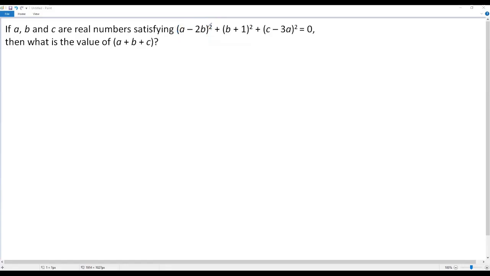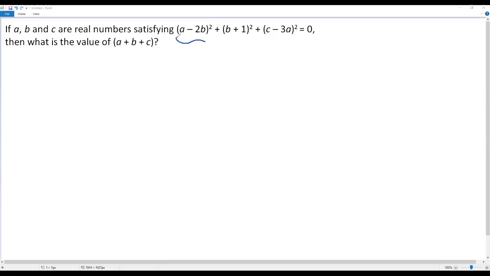Because for any value, if I take an even exponent, it will always be either positive or 0. Even if A − 2B is a negative value, when it is squared, it will become a positive value. So whenever we have a squared value, either it has to be equal to 0 or a positive value. It can never be a negative value.